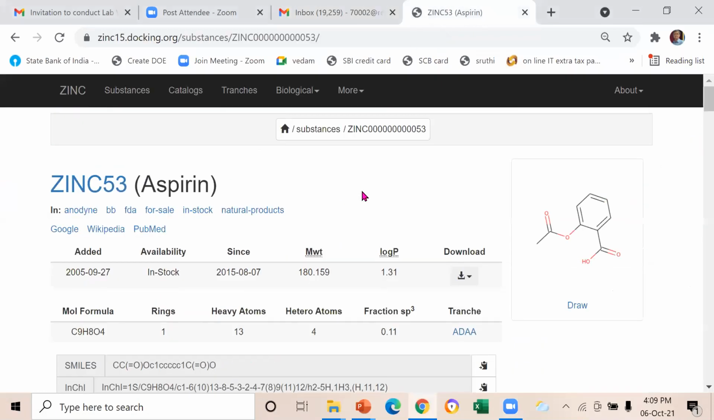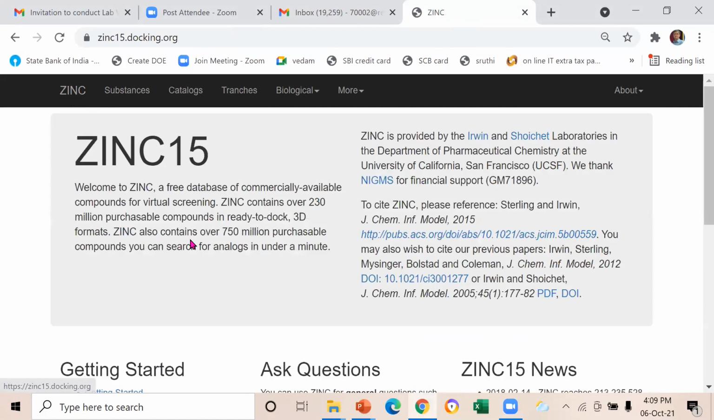Can you see the zinc database? Yes, sir. Now it's visible. Now only it's coming. Okay, this is the zinc database. Can we have a full screen of this? Yeah, this is the full screen. Okay, thank you, sir. This is the full screen actually.